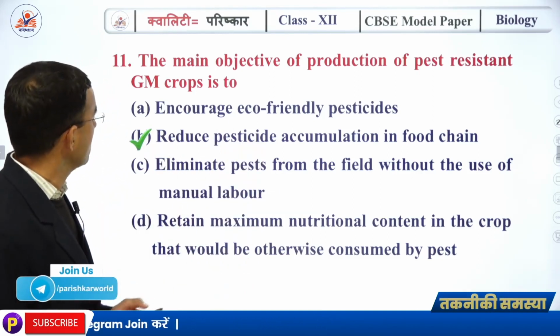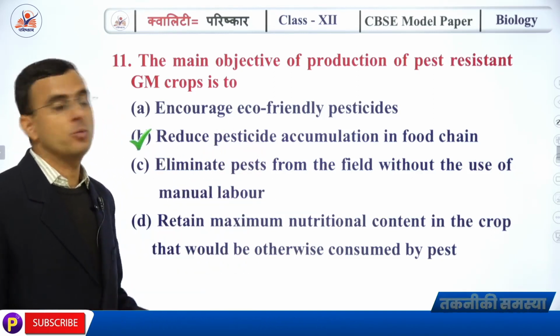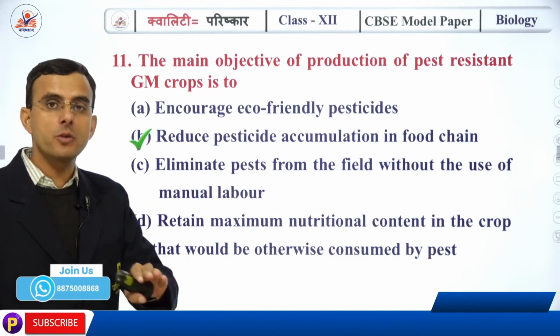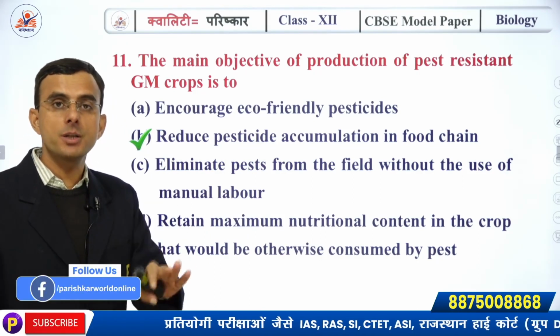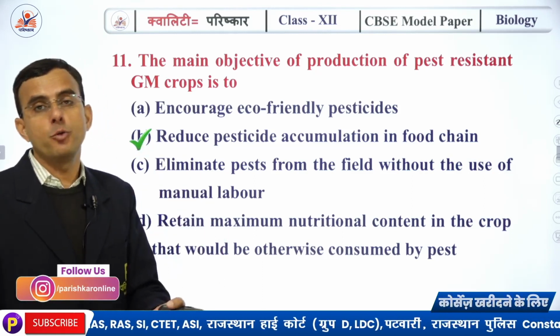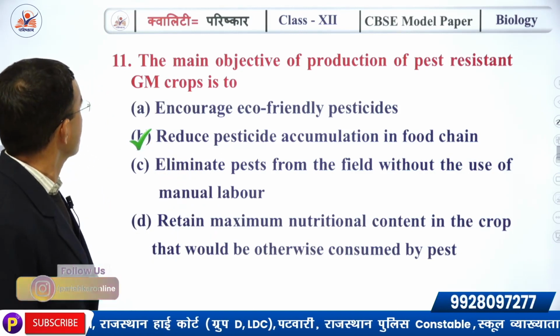So the right answer is to reduce the pesticide accumulation in the food chain. That is our ultimate goal, because to save these animals, or whichever human beings are depending on the food chain. Okay, so the right answer is B.